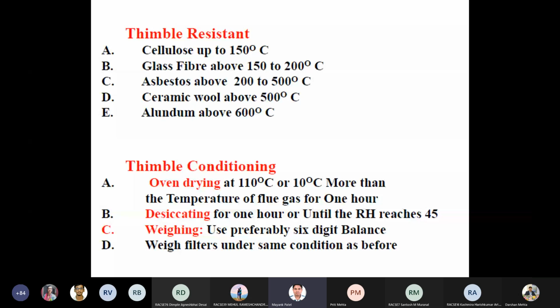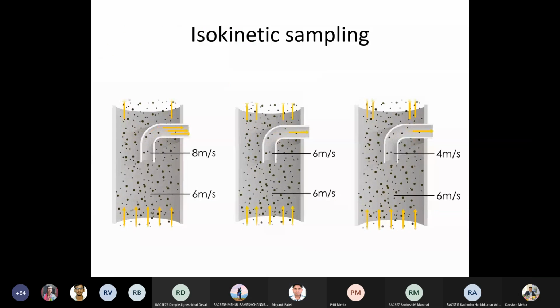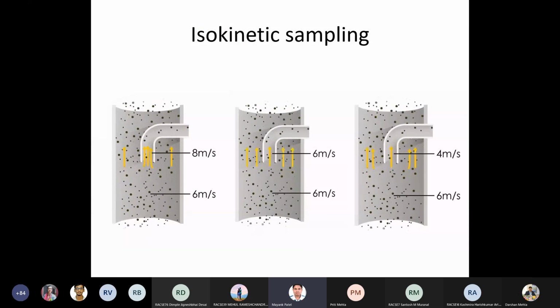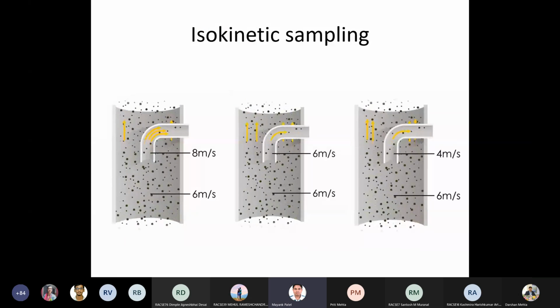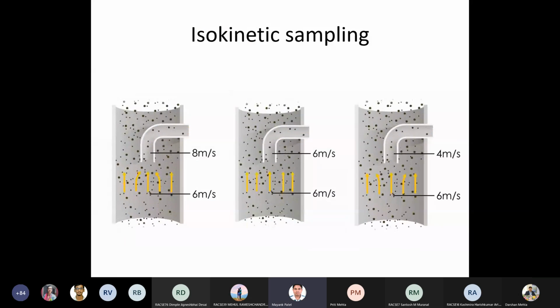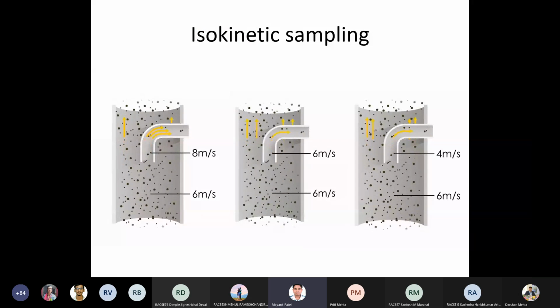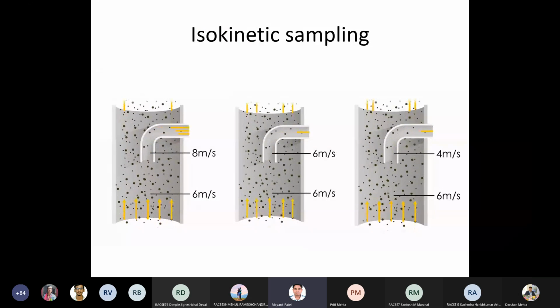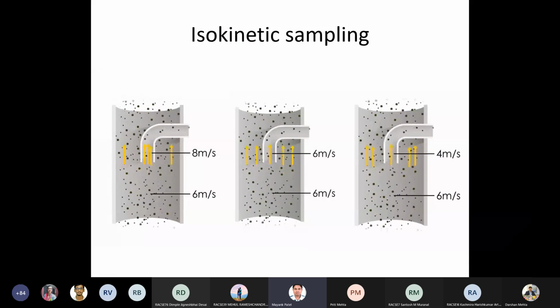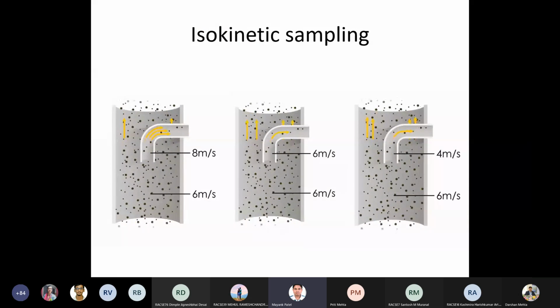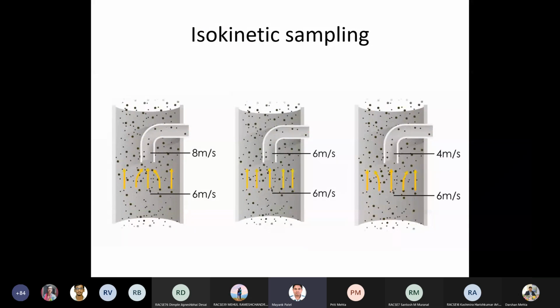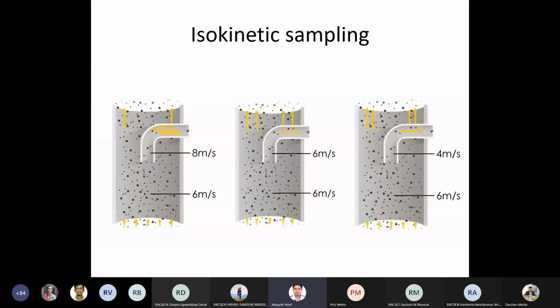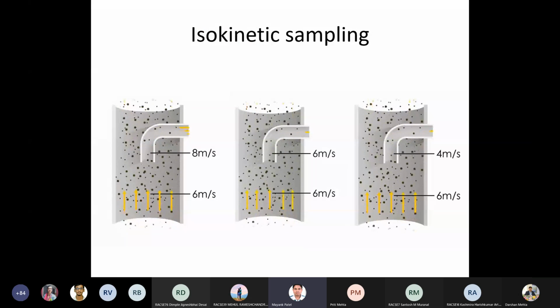So say for example, if it is the same, as in the case with the middle stack, 6 meter per second is the velocity inside the stack as well as in the nozzle, then the gases which you are sampling will be done with the help of isokinetic sampling. That is known as isokinetic sampling.